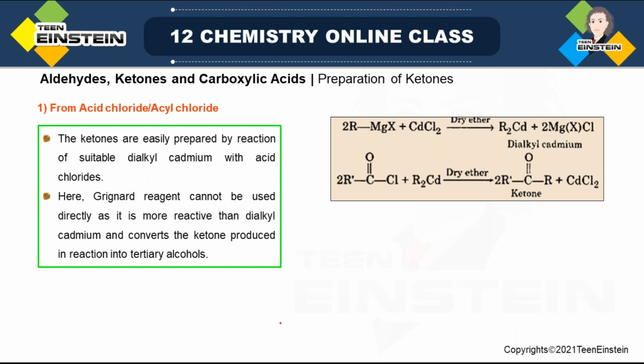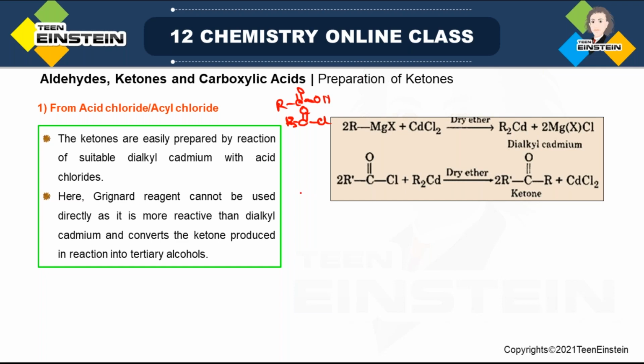After finishing the preparation methods of benzaldehyde, a total of 3 methods we have seen. Now we are starting the preparation of ketones. The first method is from acid chloride or acyl chloride. When I say acid chloride, it is basically a derivative of carboxylic acid. Carboxylic acid is RCOOH, and acid chloride is RCOCl. This is acid chloride, which can also be called acyl chloride.